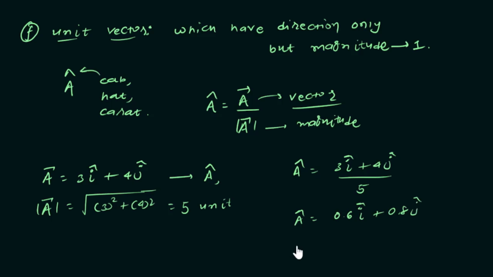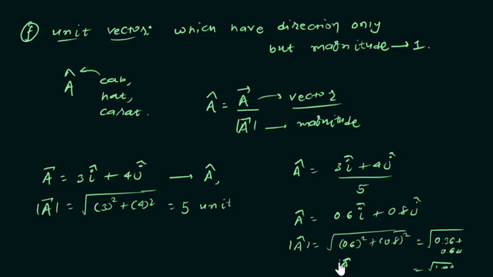The magnitude of this vector will be the square root of 0.6 square plus 0.8 square. This is 0.36 plus 0.64, so this will be 1.00. So the magnitude of A cap will be 1. Here we can see that the magnitude is 1, but it has one particular direction. Such a vector has unit magnitude, and it defines only direction.